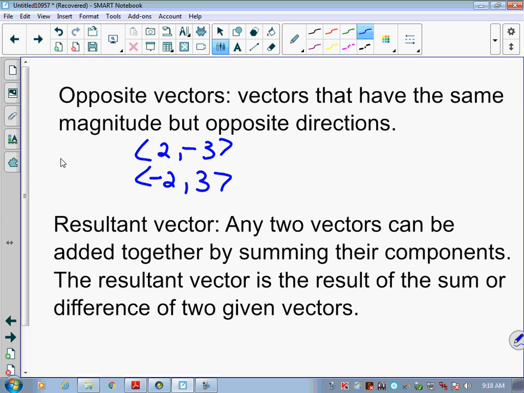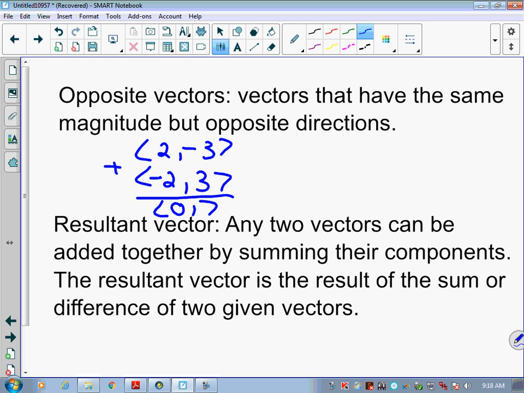Any two vectors can be added together by summing their components. The resultant vector is the result of the sum or difference of two given vectors. So I can either add or subtract vectors. Obviously, if I'm adding opposite vectors, I'm only adding specific components. So I'm only adding, let's say, the x components and the y components. So 2 plus -2 is 0. -3 plus 3 is 0.